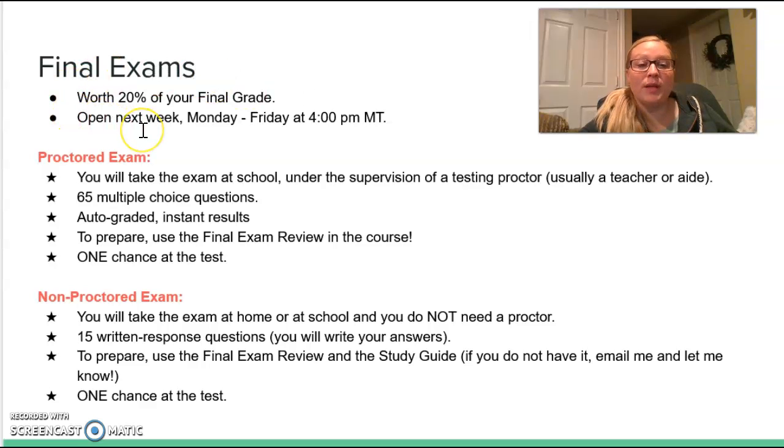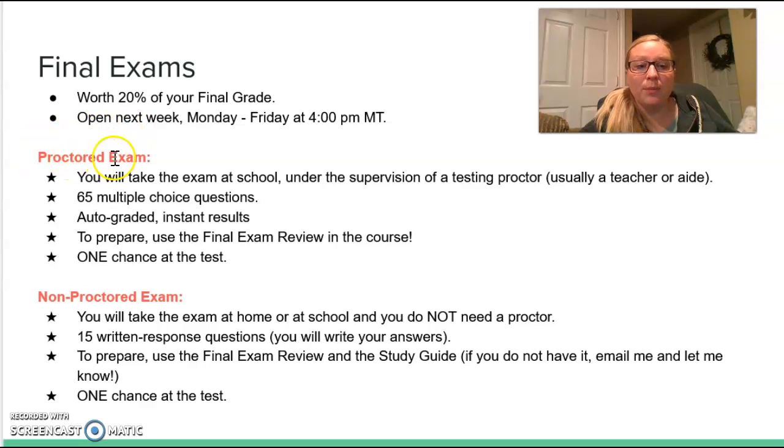And this test opens on Monday and then closes on Friday at 4. So make sure you take it during that window. The exam is either going to be proctored or unproctored. Once your exam opens, you'll see whether you are taking the proctored or unproctored. But by now, you probably should know.